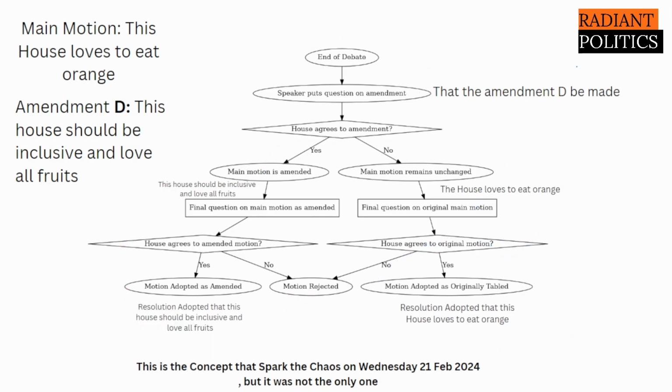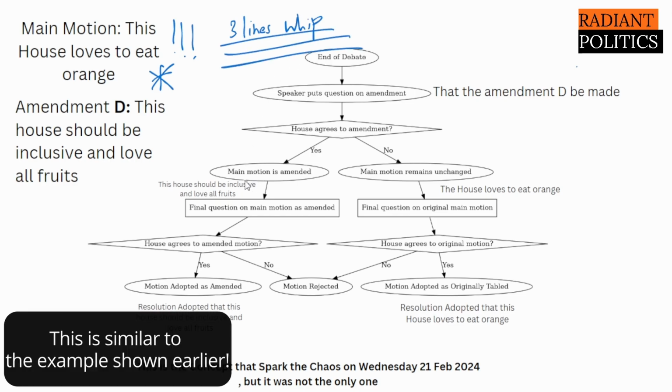Okay, let's see an example. Let's say that this main motion is very, very important for the government. Dead important. The government issues a three-line whip to the MPs, and let's say no one is defying the whip. What's going to happen?